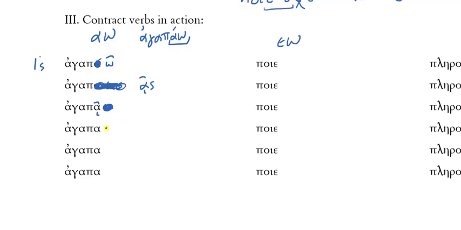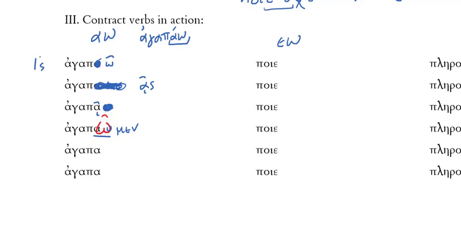Agapa plus first person plural, omicron, and then men, right? Agapaomen. These will contract and become what? They're going to become omega. So here, I'm going to use red, and I'll just put a big omega here. You see that? Agapomen.